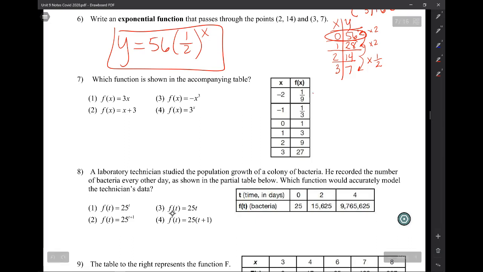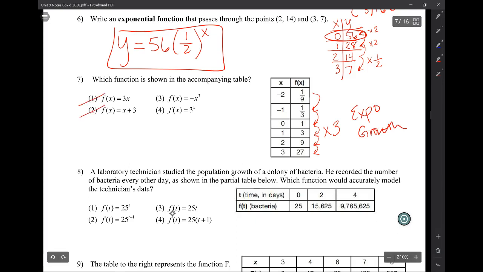1/9 to 1/3, 1/3 to 1, 1 to 3. Now it's getting a little bit more obvious. 3 to 9, 9 to 27. Okay, clearly that chart is being multiplied by 3 over each step. So if it is being multiplied by 3, that is exponential growth. You want to know it's not? It is not a linear function.